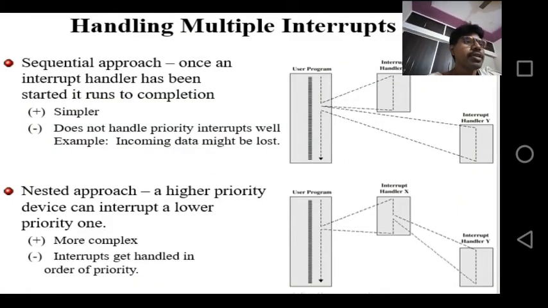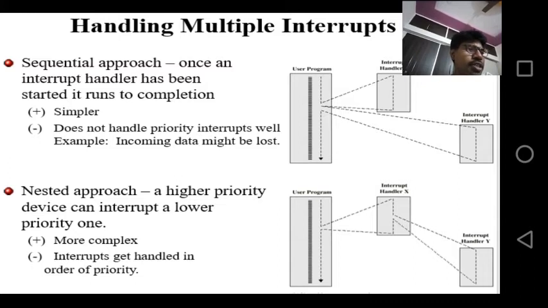So handling multiple interrupts, sequential approach. Once an interrupt handler has been started, it runs to completion. As we said, this is called the sequential approach. It is very simple, but doesn't handle priority interrupts well. Sequential handling of multiple interrupts means it doesn't give priority. This approach is not applicable for priority interrupts. For example, incoming data might be lost.